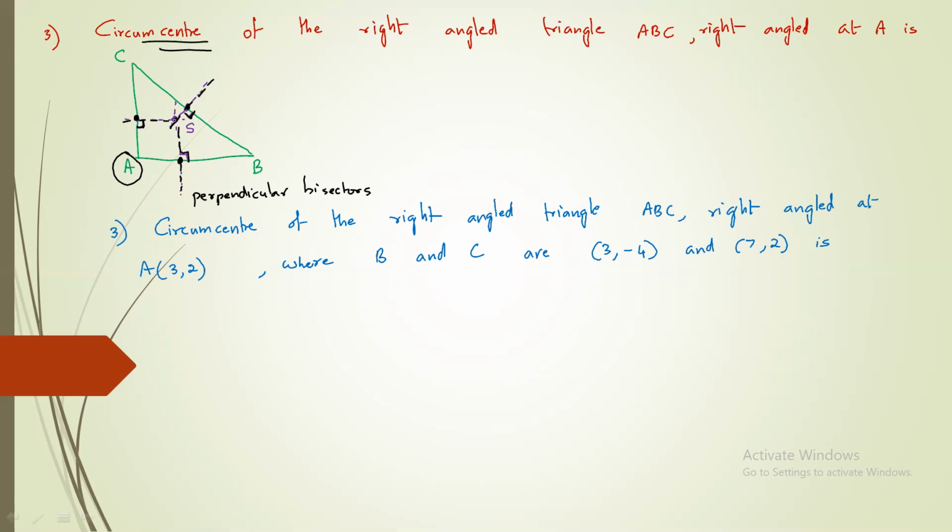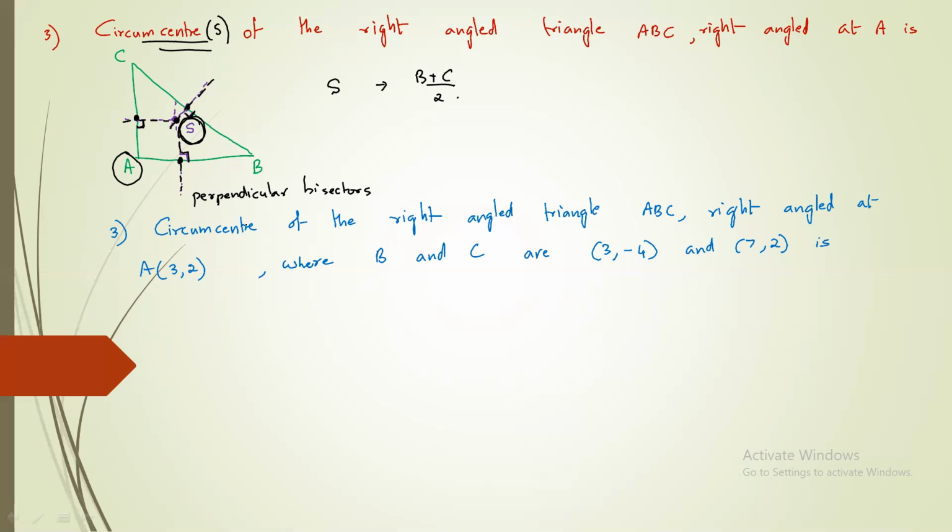All the three perpendicular bisectors meet at circumcenter S. So the circumcenter is S, which we are going to find. Remember, the right angle triangle is right angled at A. So we get the circumcenter S by taking B plus C by 2. So how is that possible? We will look into the problem.